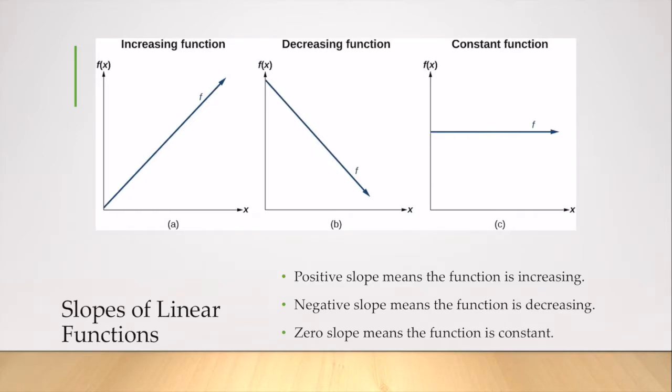So we're going to go ahead and talk about the 3 different types of slopes. So I've got positive slope. That means my graph is looking like it's going uphill. We would say that function is increasing. Negative slope, that makes it look like my function is going downhill. That means my function is decreasing.